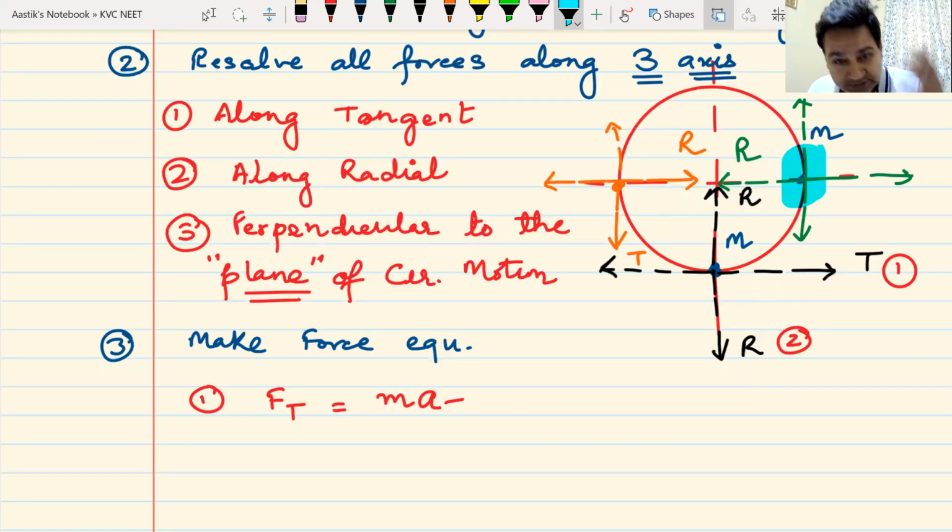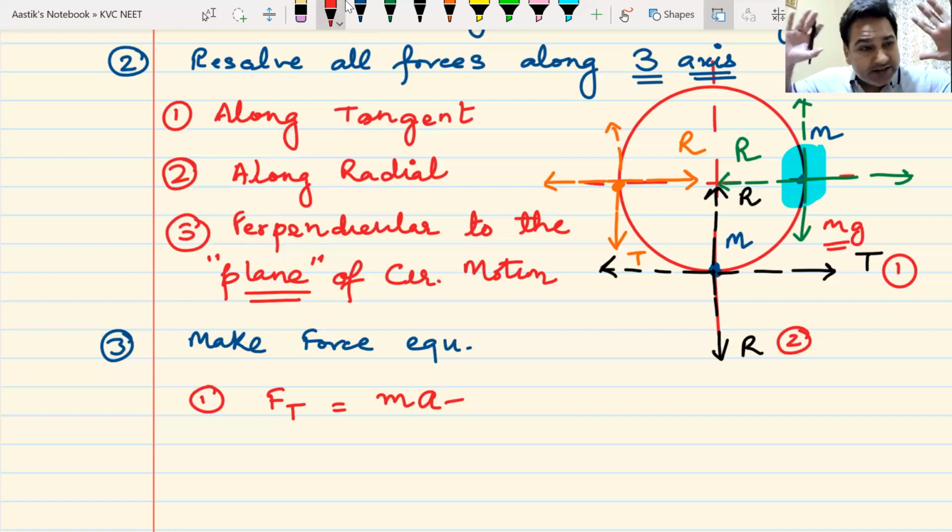That force is your gravitational force, mg. This mg is acting downwards, and this downwards is the tangential direction. So this will give me the tangential acceleration. There is no force in the upward tangential direction, but there is force in the downward tangential direction, and that will give this body downwards tangential acceleration. Do we understand this?